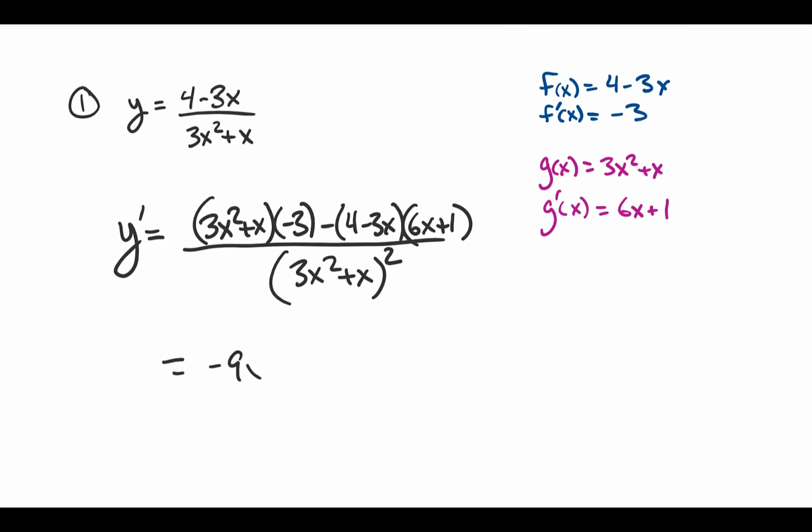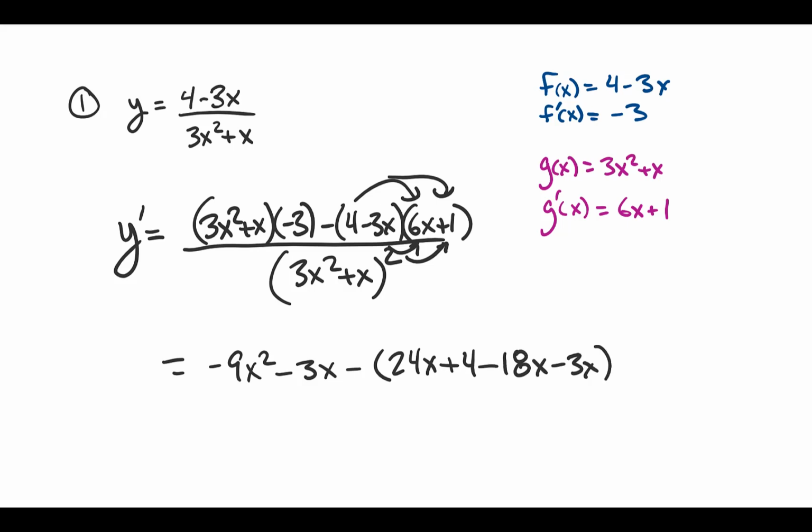So we're going to get negative 9x squared minus 3x. And now I've got to be careful here. This is the algebra, dude. It's not necessarily the calculus that's going to get us. So 24x plus 4 minus (18x minus 3x). Notice I use that parenthesis there because I really don't want to commit a sign error. And I've never done this problem before, so I don't know if anything cool is going to come of this.